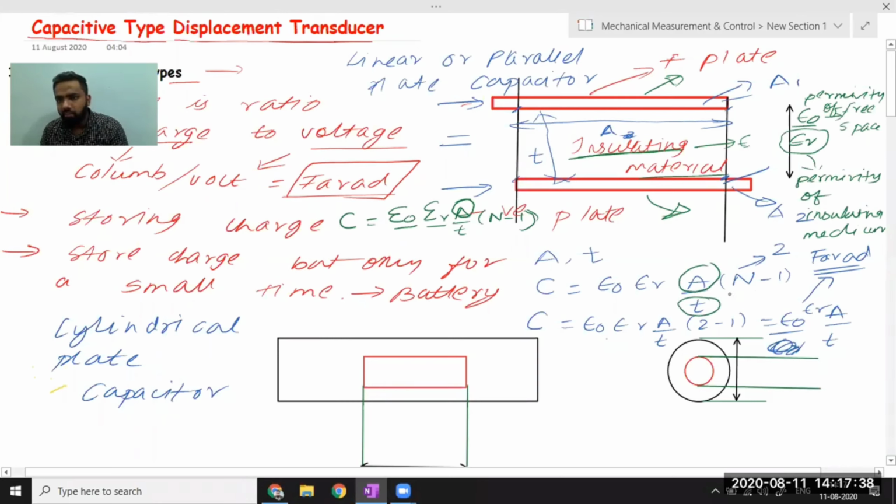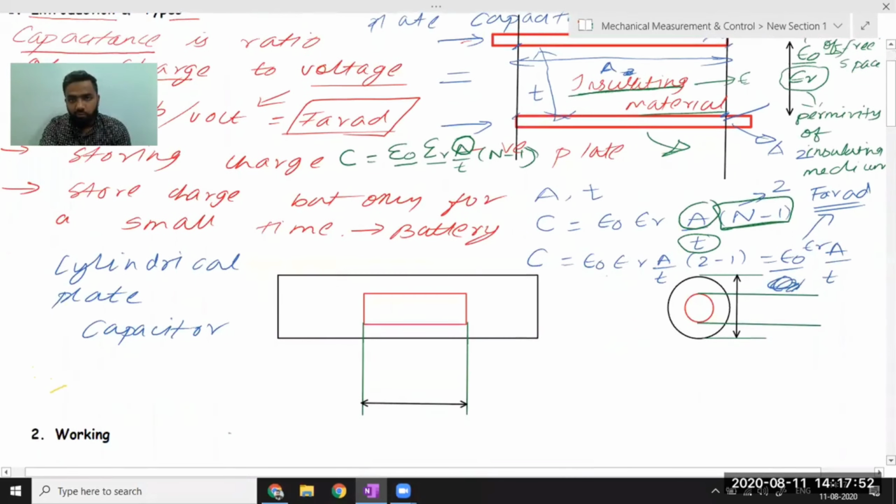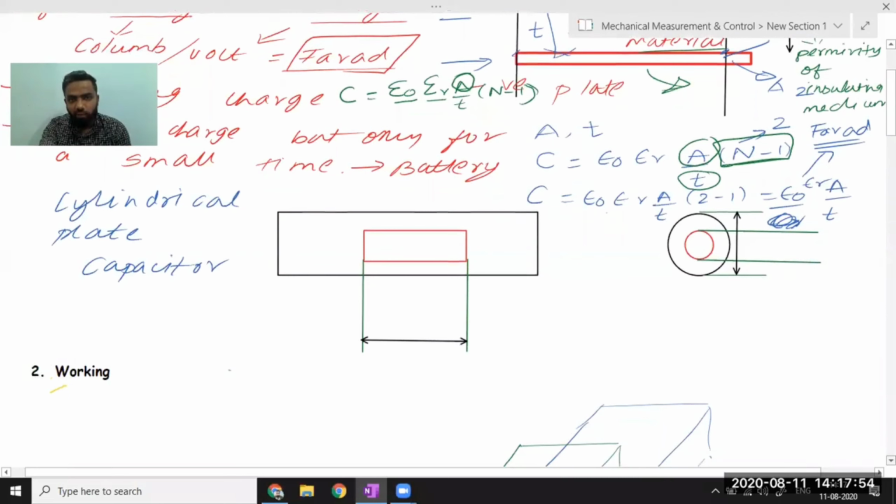And n is nothing but the number of plates. In our case, for the simplicity of the analysis, we consider the number of plates to be equal to 2 only. So this term automatically vanishes. Now this formula was for the parallel type of capacitor. Now if I want to write this same thing for the cylindrical type of capacitor, there is another system which is called a cylindrical plate capacitor.